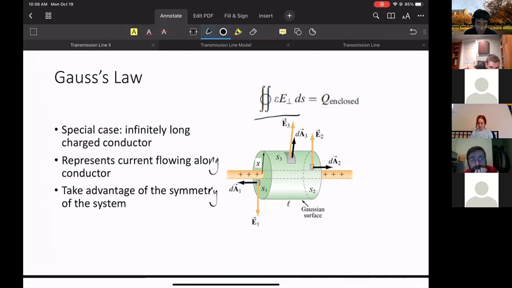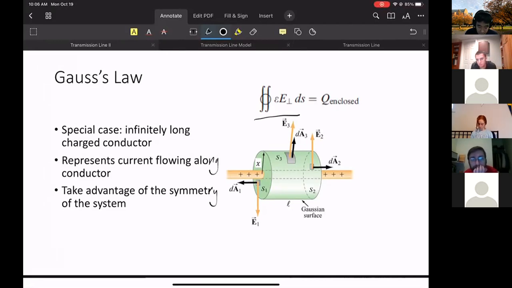So let's look at what different symmetry we have in this field. Okay. So if you look at symmetry, let's say I have this piece of conductor carrying some charge along this conductor, where must all the field point to?